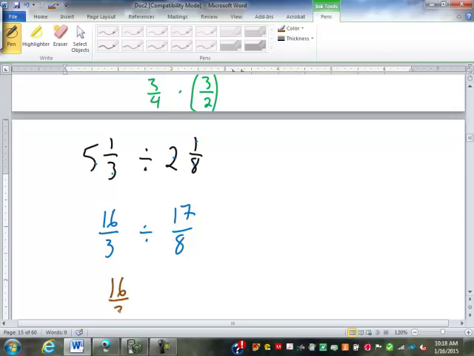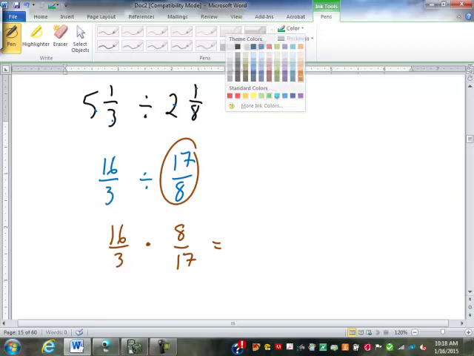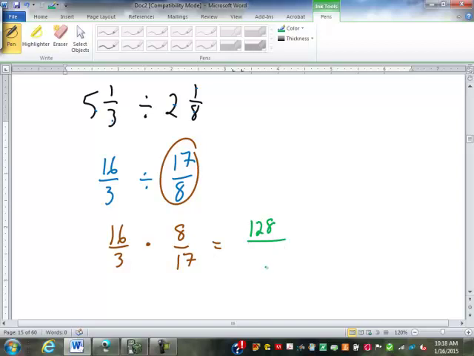Now 16/3 is not going to change. When we change it to multiplication, we take the reciprocal of the number we're dividing by. So 17/8 becomes 8/17. Now we could cross multiply or cross cancel, but there's nothing there that does cancel out. So 16 times 8 is 128. 3 times 17 is 51, which will become 2 and 26 over 51.